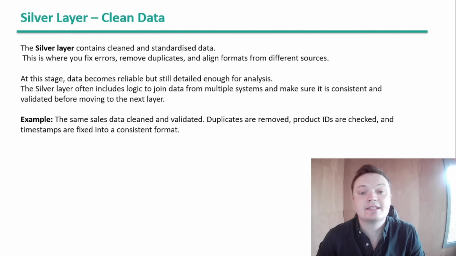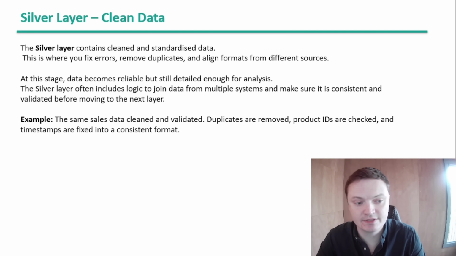The next layer is the silver layer. The silver layer contains cleaned and standardized data. This is where you fix errors, remove duplicates, and align formats from different sources. At this stage, data becomes reliable, but is still detailed enough for analysis. The silver layer often includes logic to join data from multiple systems and make sure it is consistent and validated before moving to the next layer.